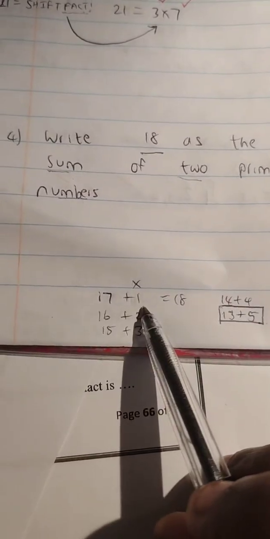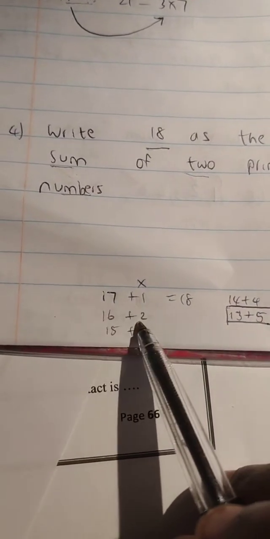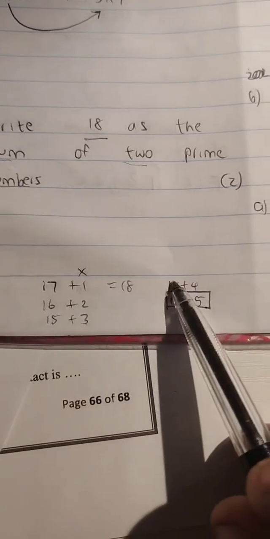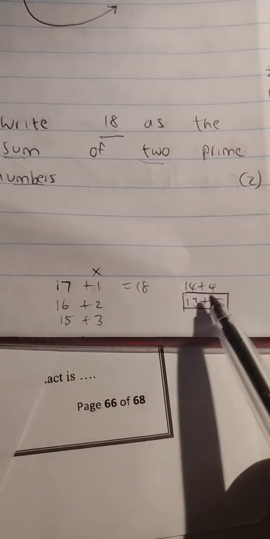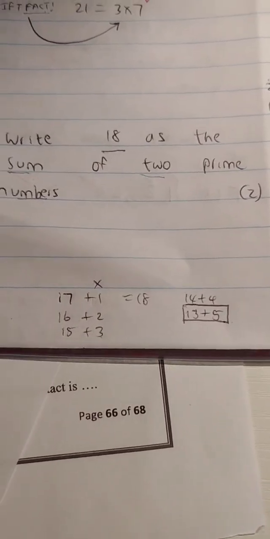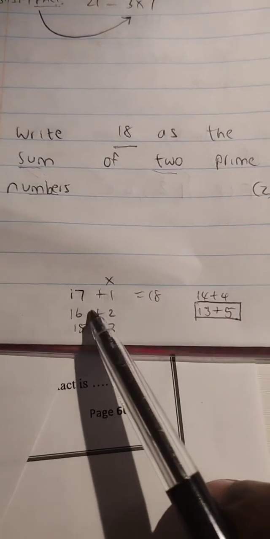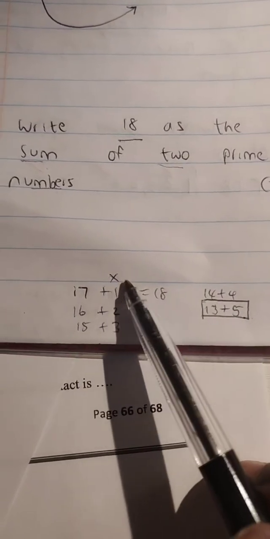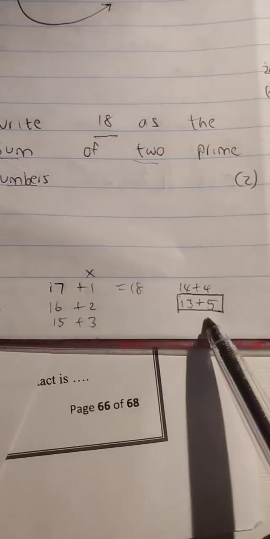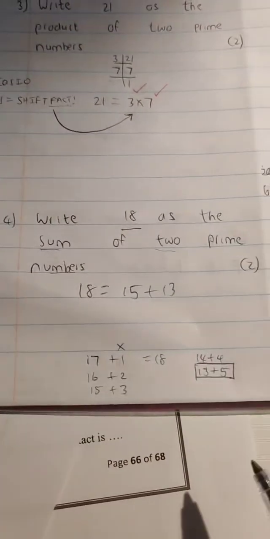17 is a prime number, but 1 is not. 16 is not a prime number. 15 is not a prime number. 14 is not a prime number, and 4 is not a prime number. But 13 and 5, guys, 13 is a prime number, and 5 is as well. From 17, 16, 15, 14, 13, as I descended, the other number increased in the natural numbers. 13 plus 5.